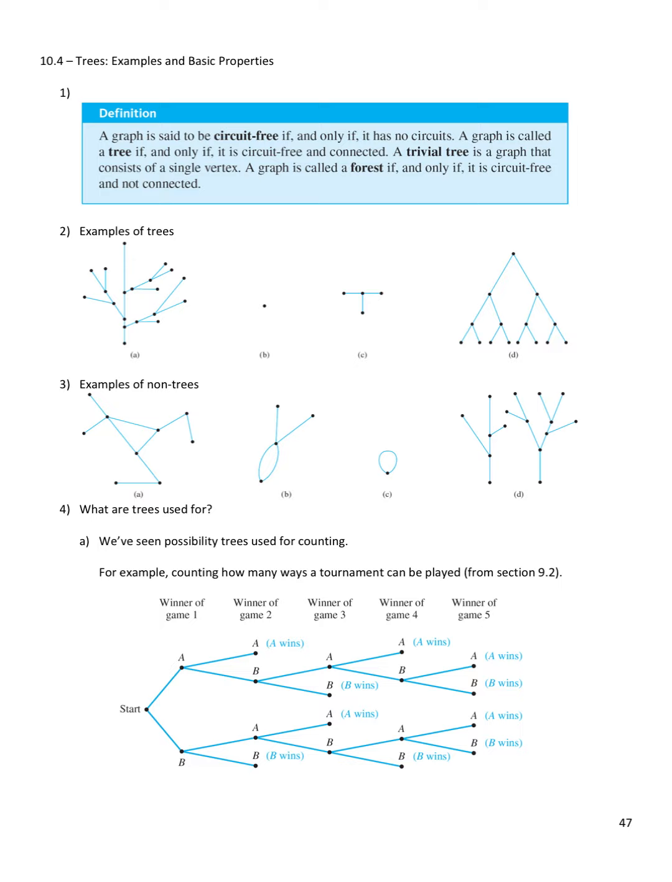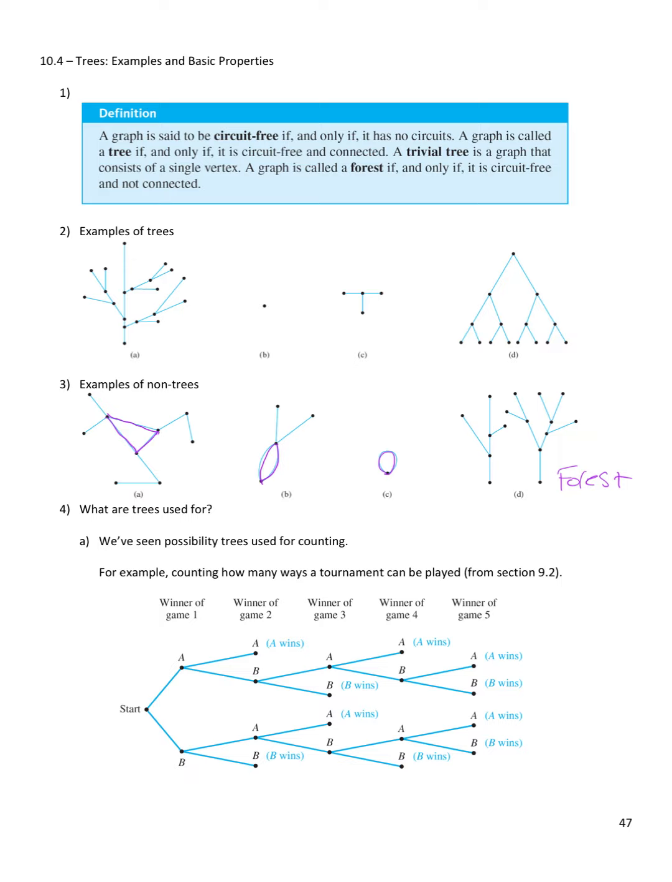Some non-trees. A is not a tree because there is a circuit right in the middle here. Same with B, there's a circuit right here. C has a circuit. D is not connected. So D is a forest. It is circuit-free, but it's not connected. So this is a forest.